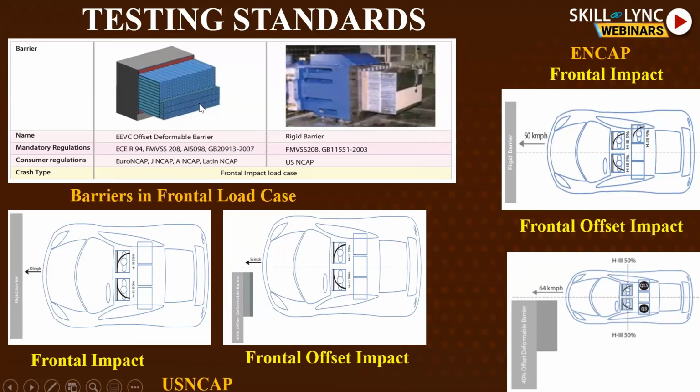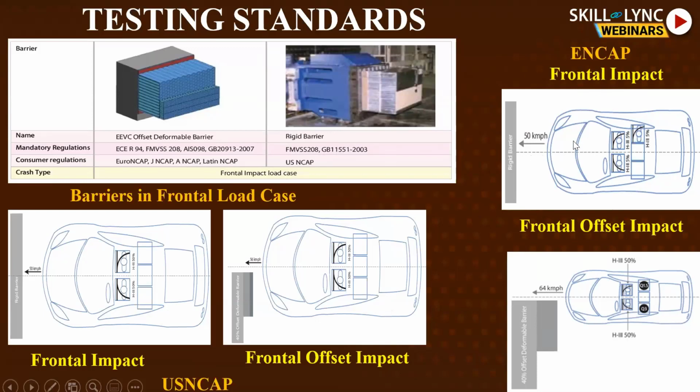Now here you can see that for frontal impacts, you require a barrier. This is a barrier. There are different sets of barriers. Here you can see an offset deformable barrier that is used for Euro NCAP, JNCAP, ANCAP. JNCAP is the Japanese new car assessment program, ANCAP the Australian new car assessment program, and there is also Latin NCAP. Here we will be using an offset deformable barrier, but a rigid barrier will be used for US NCAP. For frontal impact and frontal offset impact, this comes under the category of Euro NCAP.